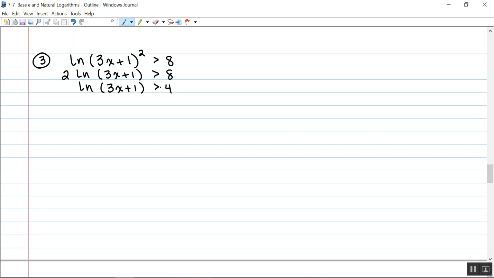And now I'm going to make each side of this inequality a power of e. So e to the natural log of 3x plus 1 is greater than e to the fourth power. And as we saw in the last example, e raised to the power of natural log is just whatever you're taking the natural log of, so 3x plus 1 is greater than e to the fourth. And now we just need to solve this for x. So we'll subtract 1 from each side.